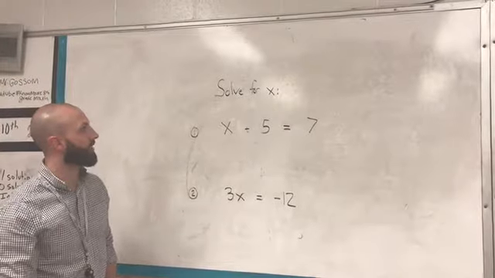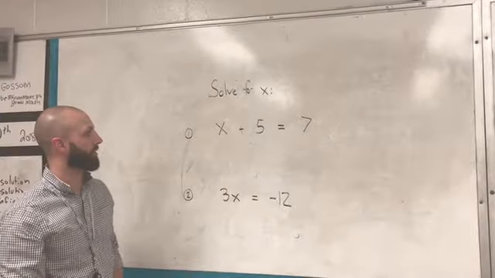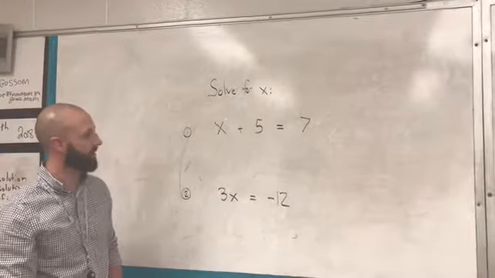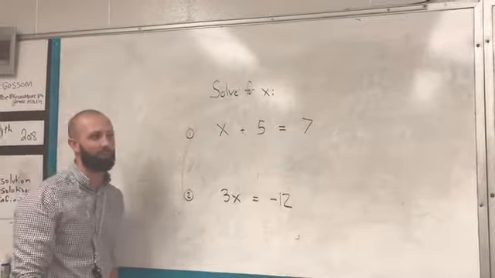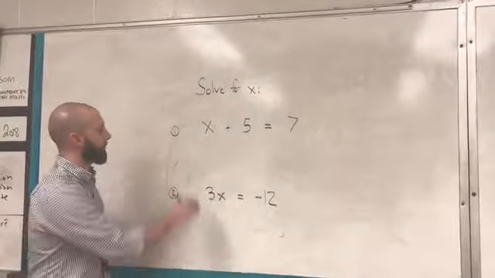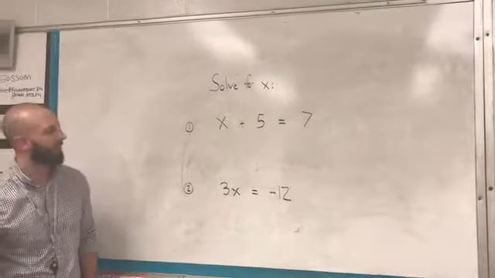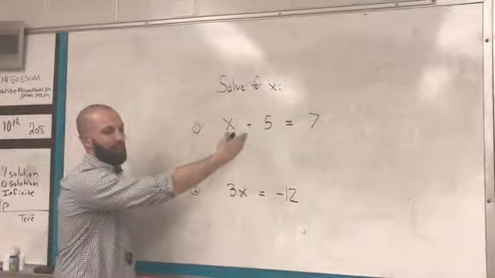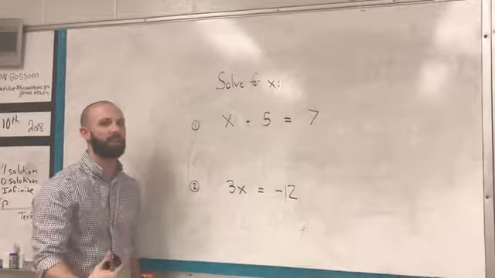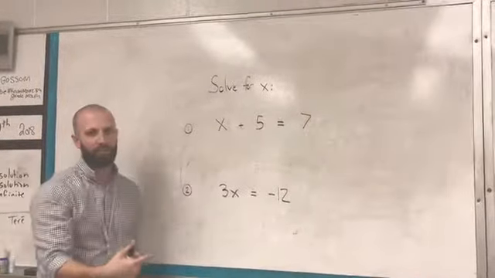I'm going to teach you how to solve one-variable equations, just the basics, and then we'll get into the harder ones as we go on. So first, for number 1 here, we have x plus 5 equals 7. Obviously you can look at that and say it's 2 plus 5 equals 7, but we want you to learn the process because these are going to get more complicated as we go along.